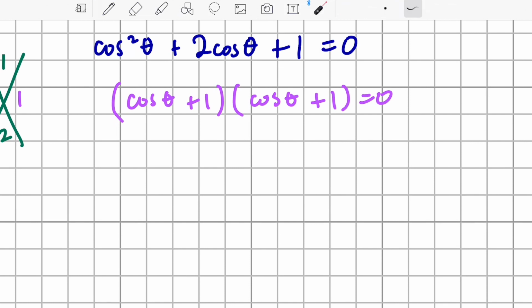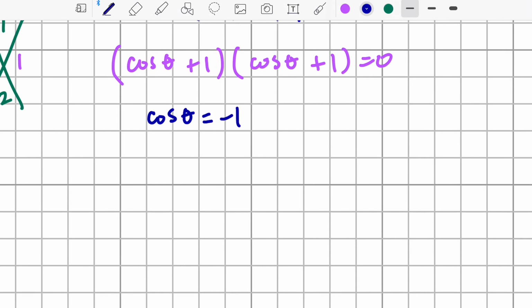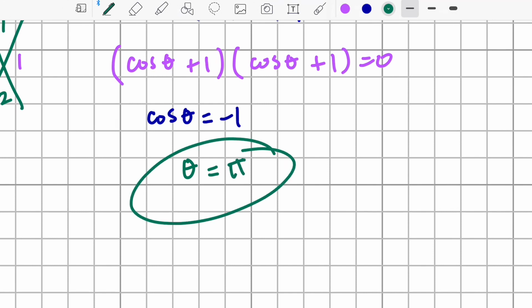Like I said before, take the opposite of positive 1 and set it equal to cosine. So, cosine theta equals negative 1. On the unit circle, where is cosine equal to negative 1? The only place is when theta is equal to pi. There you have it.